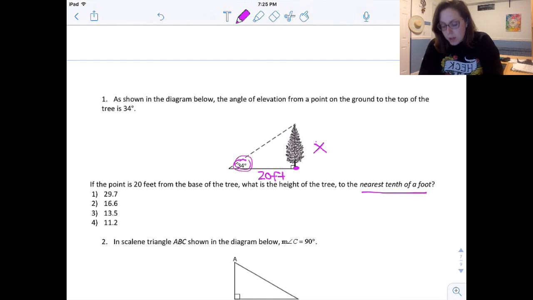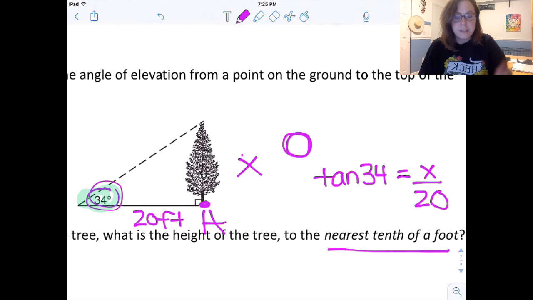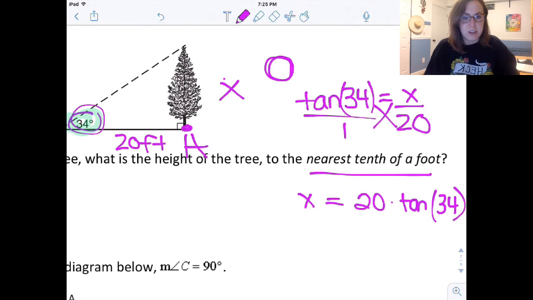So let's set this up. From 34, always start at your theta. This x side is the opposite. This side is the adjacent. And so O and A, OA, is tangent. So I'm going to say tangent of 34 equals the opposite over the adjacent. Now to solve that, I'm going to put this over 1 and cross multiply. So x times 1 is x, and then this is 20 times tangent. Sometimes it helps to keep that 34 in parentheses, so you don't try to do 20 times 34.